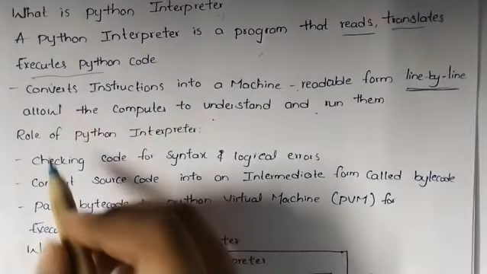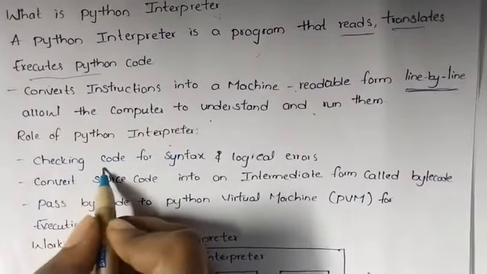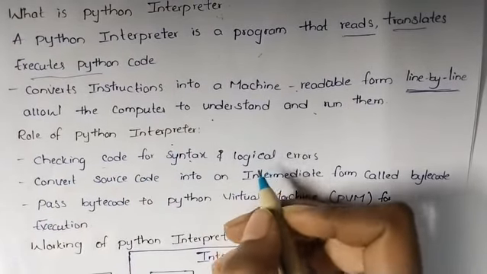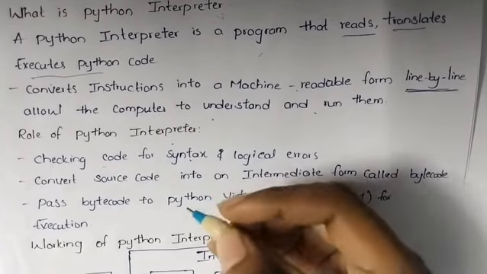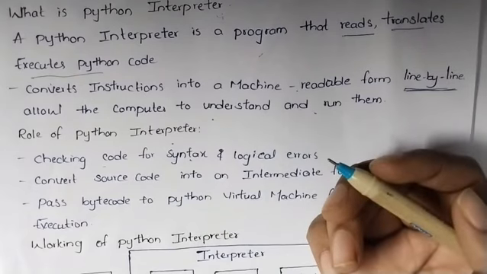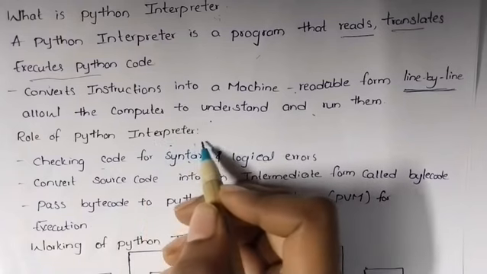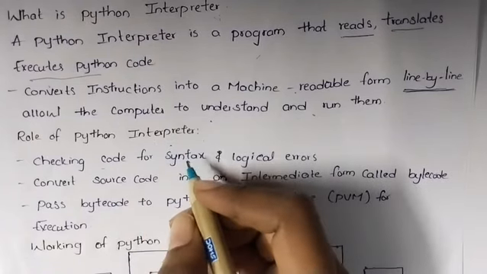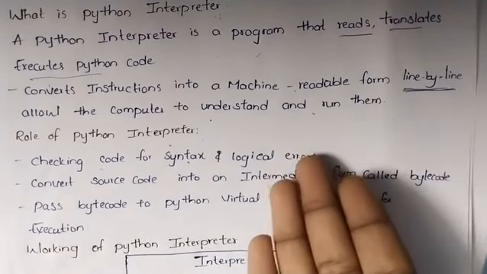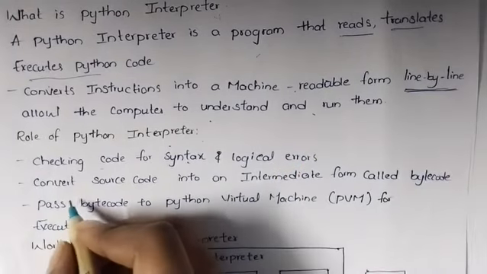Okay, next, what is the role of the Python interpreter? The Python interpreter initially checks the code for syntax and logical errors. It checks, for example, if we are writing any incorrect code, or if we are not following indentation. These types of errors are caught by the interpreter. It gives a red sign, so we can understand that there is an error, and we can rectify it using our skills.